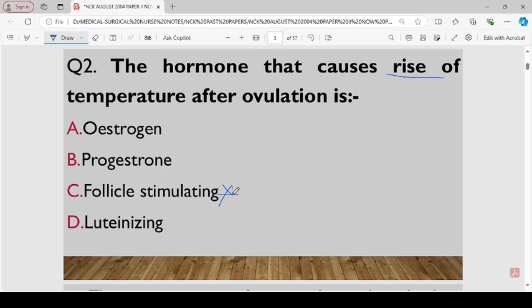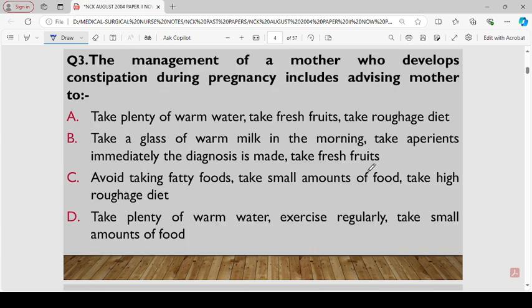Luteinizing hormone, on the other hand, is produced just before ovulation, so it can't have an effect after. That leaves us with option B. This is the progesterone hormone, and progesterone is the one that is normally there to maintain pregnancy. It's the one that will cause a rise in temperature after ovulation. That takes us to question number 3.